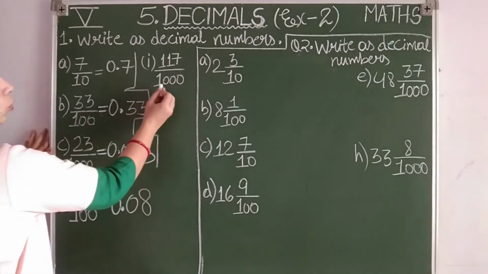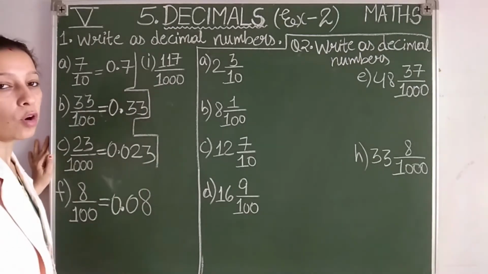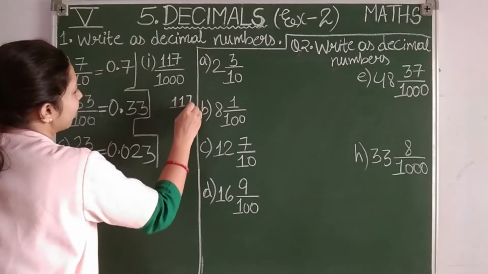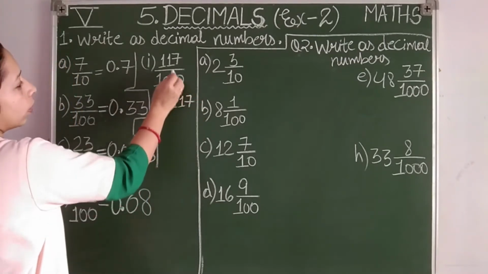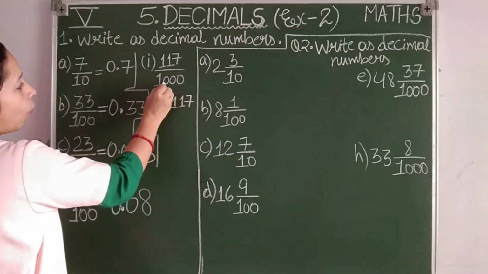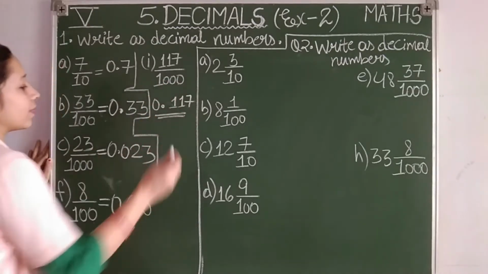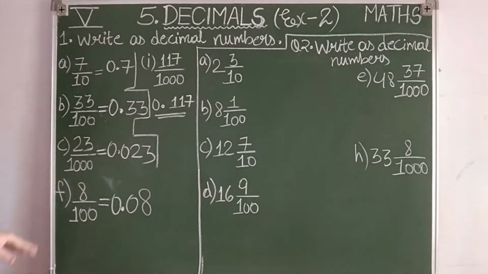Okay, let us see 117 upon 1000. So 3 zeros are given. That means we want 3 places. So 1, 1, 7, these were the digits. So we have to place point before 3 digits. 1, 2, 3. So 0.117. See how simply we have solved this question. Clear, students? Let us see question number 2.